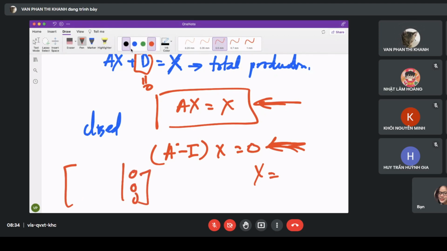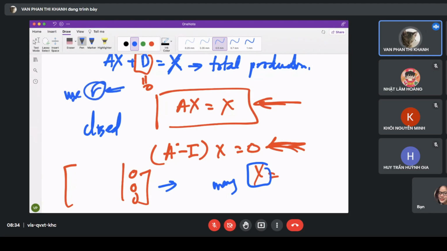Reduce to the echelon form. Here we have many solutions, not just one. That's why in the question you see that use R if you need, because we have a free unknown. Understand? Yes, we can have many solutions. That's why we use R as the free parameter.